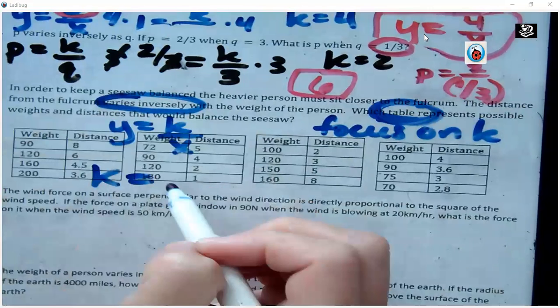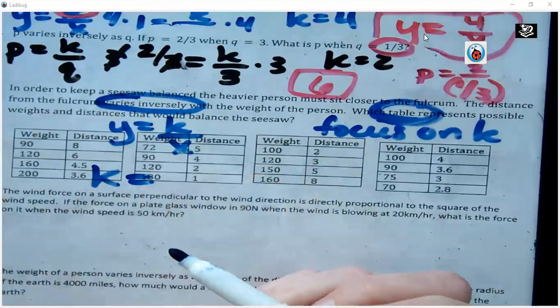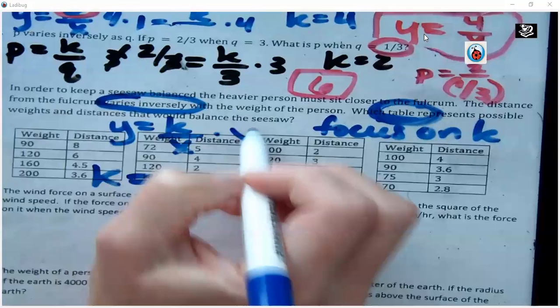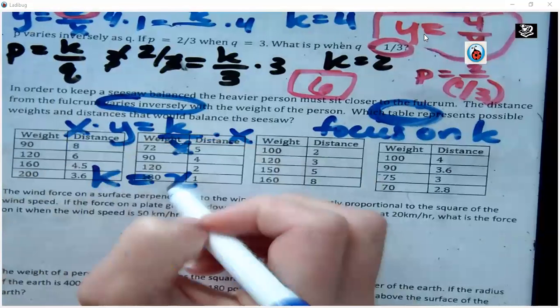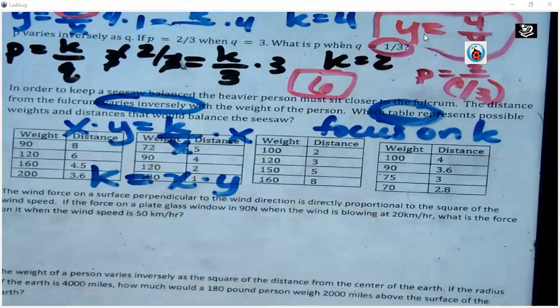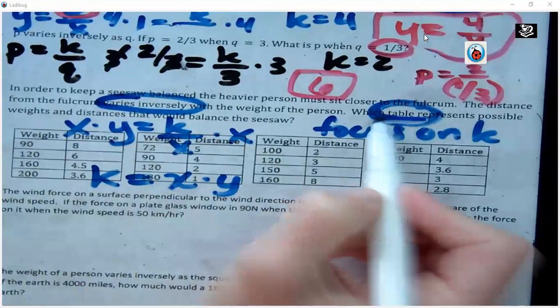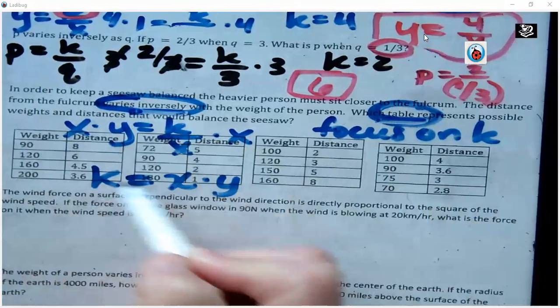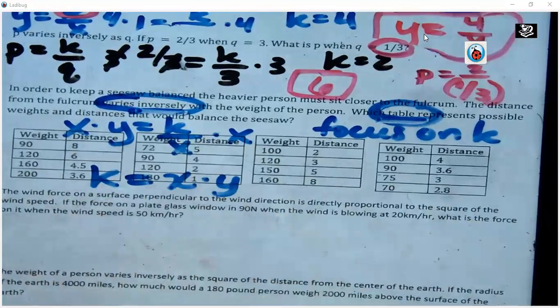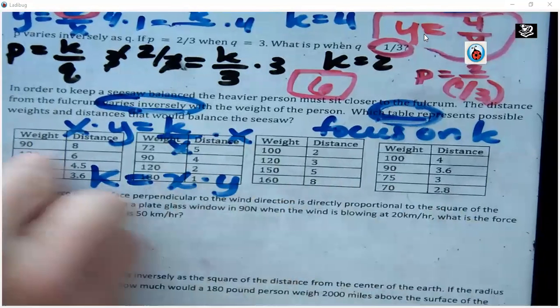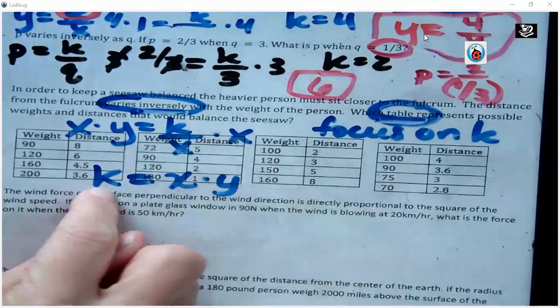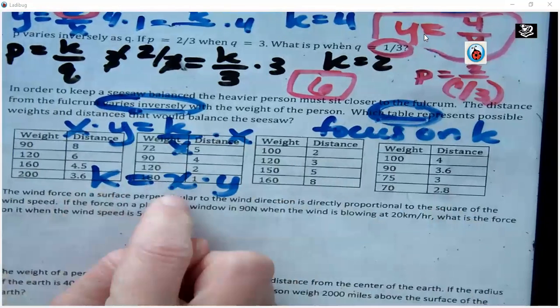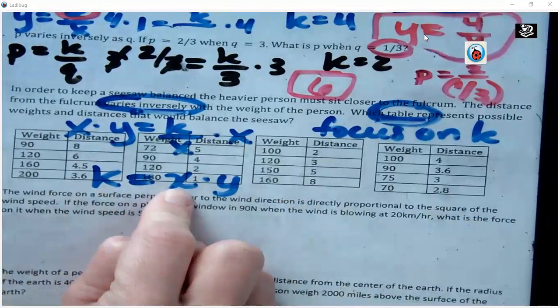How would I get K by itself? Multiply both sides by x. So K equals x times y. So when you're doing tables for varies inversely, it's K equals x times y. So we want to see which of these tables gives us a constant. And what are we going to do to find the constant? We're going to multiply the x column by the y column.